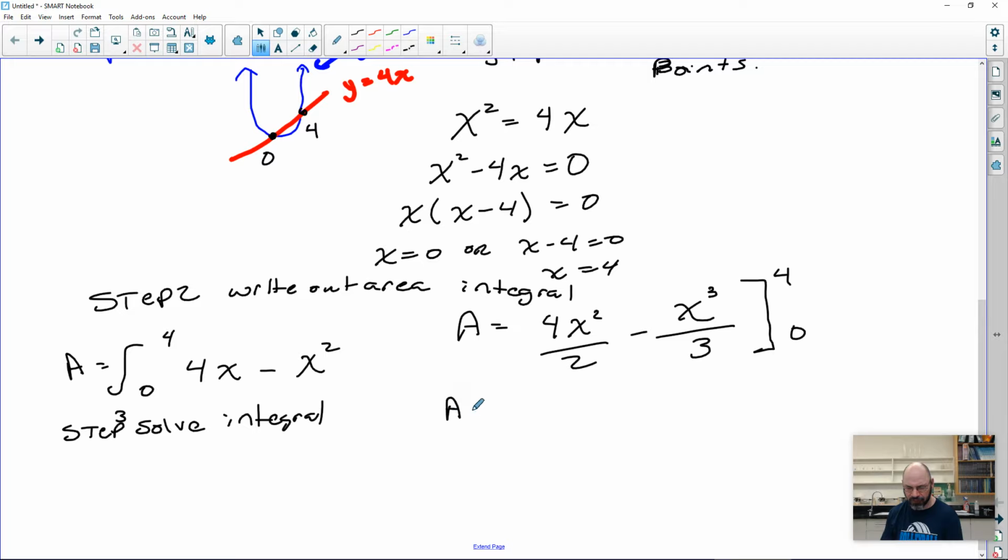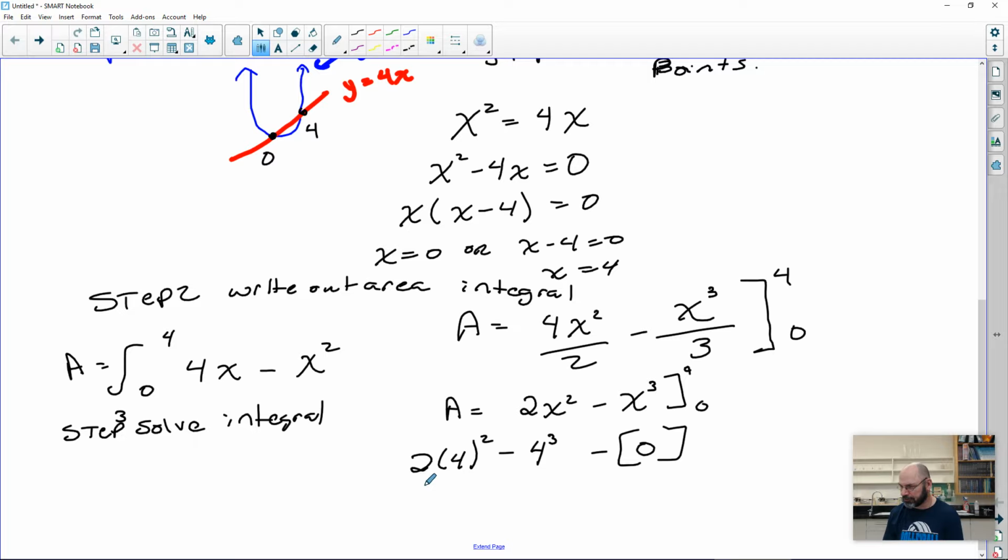So the area then is going to equal 2x squared minus x cubed over 3, from 4 to 0. The first one is going to be 4 plugged into it. The second one is going to be 0 plugged into it. So let's go ahead and do that. So this is going to be 2 times 4 squared minus 4 cubed. Everything minus a 0, because everything's going to work into a 0 for this one, right? So we can just kind of shortcut it a little bit. So this would be 16 times 2, which is 32.